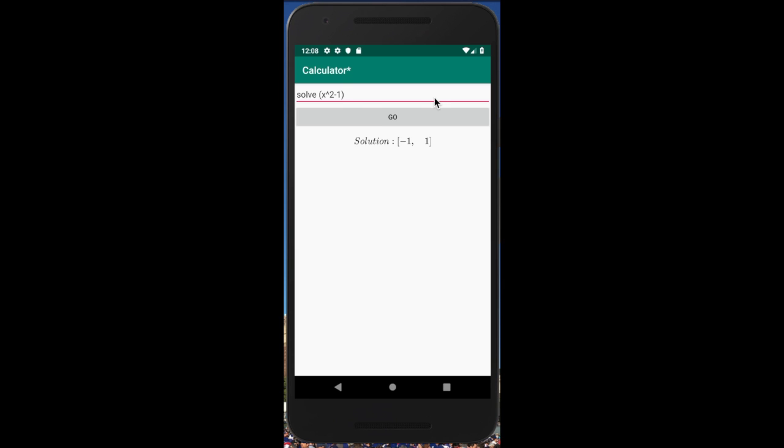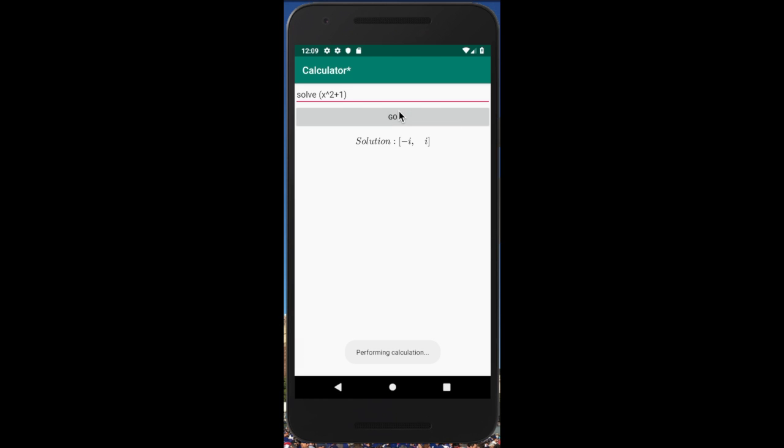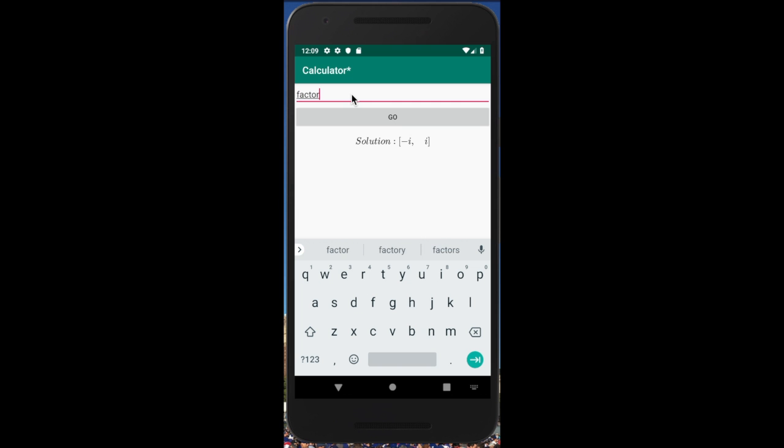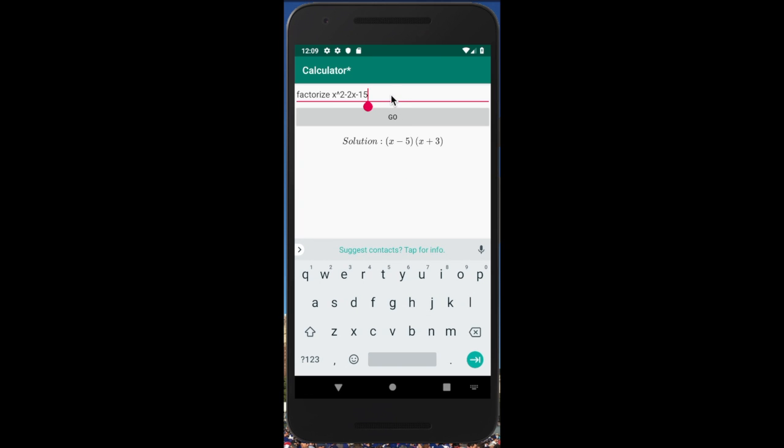Now let's try another one. X squared plus 1. So first we're going to factorize x squared minus 2x minus 15. Next, let's factorize 12y squared minus 18y minus 2y plus 3.